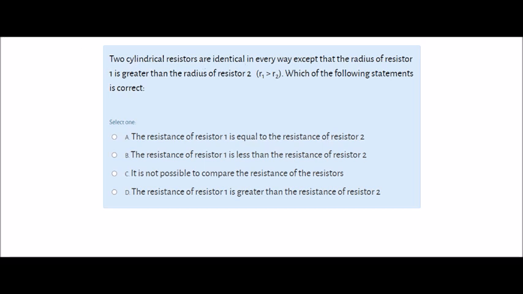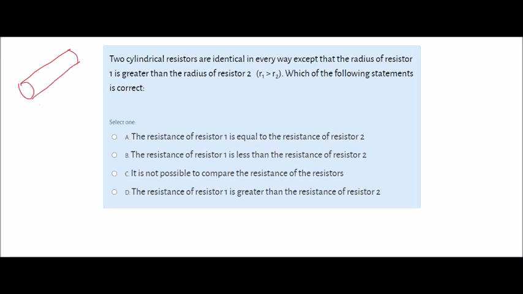Two cylindrical resistors are identical in everything, except that the radius of resistor 1 is greater than the radius of resistor 2, R1 greater than R2. Which of the following statements is correct? The resistance of resistor 1 is equal to the resistance of resistor 2; the resistance of resistor 1 is less than resistor 2; it's not possible to compare the resistances; or the resistance of resistor 1 is greater than the resistance of resistor 2. So if you have a cylindrical resistor, it's something like that.